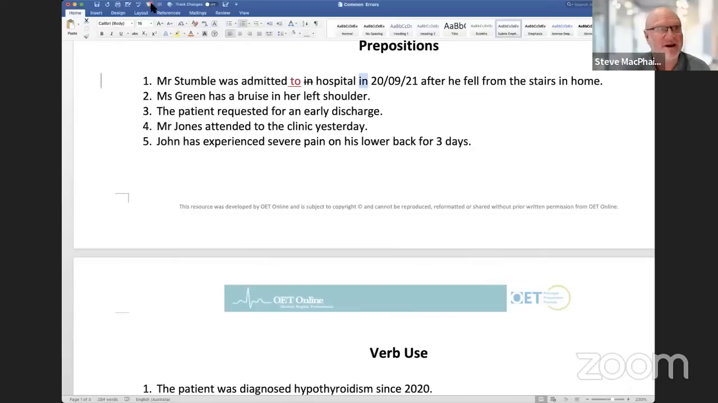This is in. No, this is also wrong. In for dates, isn't it? So it's a particular day of the month. So what preposition do we use? I'm sure you know. On 20/09/21, after he fell from the stairs. Now, this is an interesting one. Fell from the stairs. Can anyone give me a better suggestion for from? From's not really good here. From means you actually going from the stairs onto the ground, but we tend not to fall from the stairs. What do we do? I'll see if anyone can get this one. It's a tricky one.